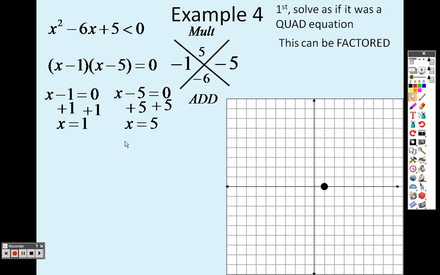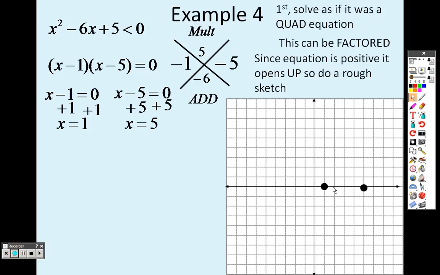Okay, so what does that mean? There's 1, there's 5. How can we solve this? Since the equation is positive, it opens up, right? It's a positive equation, so I know that the parabola is going to open up. All I did was do a rough sketch of a parabola. That's all that is. With my 2 points there, I have a rough sketch of the parabola.